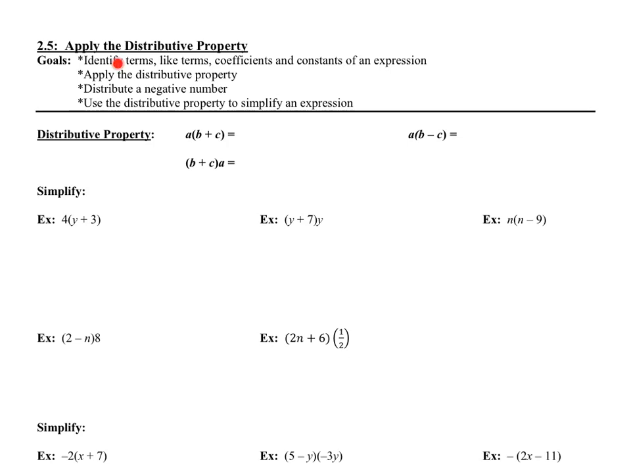In this section, we're going to talk about terms, like terms, coefficients, and constant, just to get comfortable with some of the vocabulary. We're going to apply the distributive property, including with negative numbers, and then we're going to use the distributive property to simplify an expression.